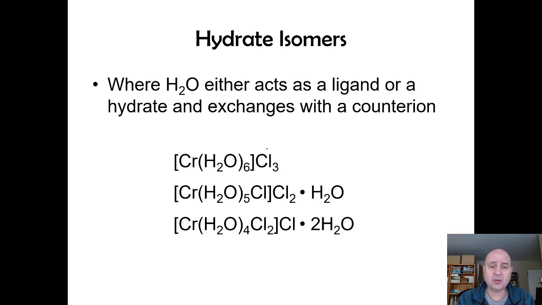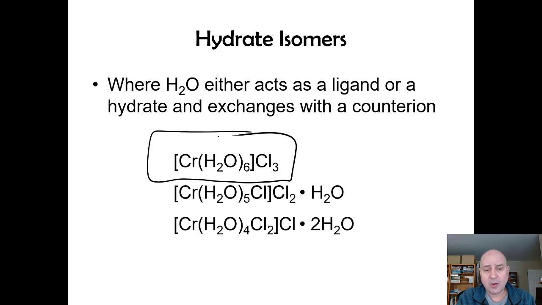Hydrate isomers are similar to ionization isomers. In this case, the aqua ligand is a hydrate instead of the counter ion, so you're exchanging chloro ligands with aqua ligands here. And so you should understand, if I give you a compound name like this, a formula like this, that you can potentially exchange these aqua ligands. So that can lead to an excessive number of isomers.